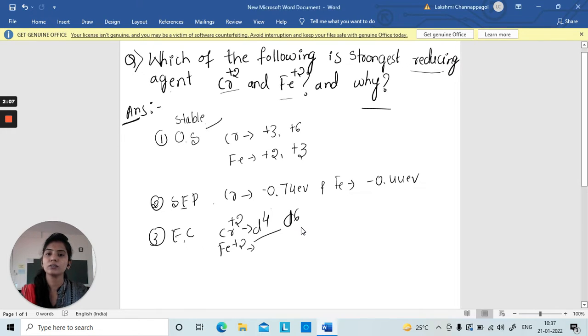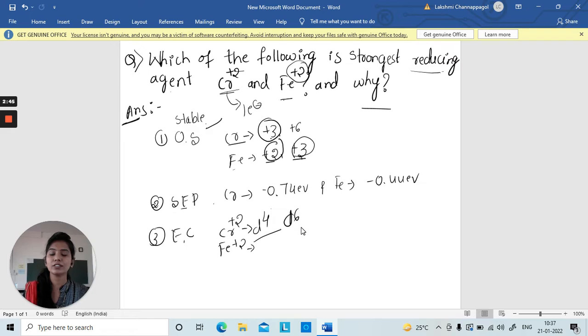So first, coming to the stable oxidation state. As you can see, both species, chromium and iron, are in the plus 2 state. Here the stable state for chromium is plus 3, meaning plus 2 is not stable, it's an unstable state. It can easily lose one electron to get the plus 3 oxidation state. About Fe, you can see two oxidation states, plus 2 and plus 3. It is already in plus 2, which is a stable state, so it won't like to lose its electron to convert into plus 3.